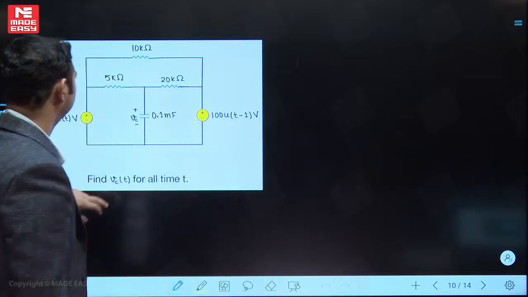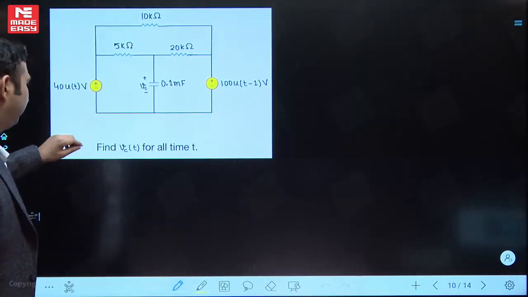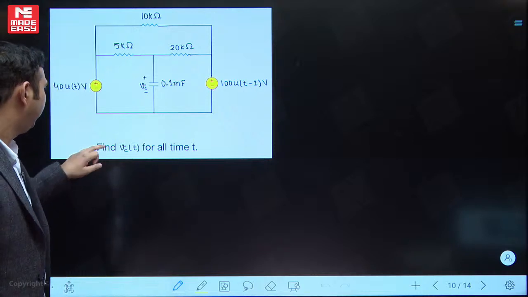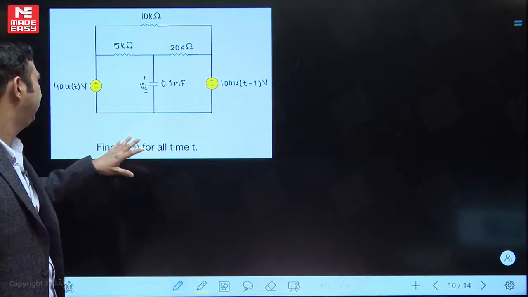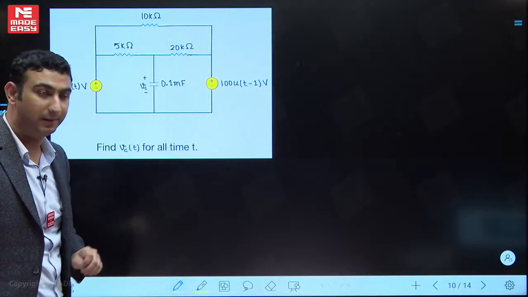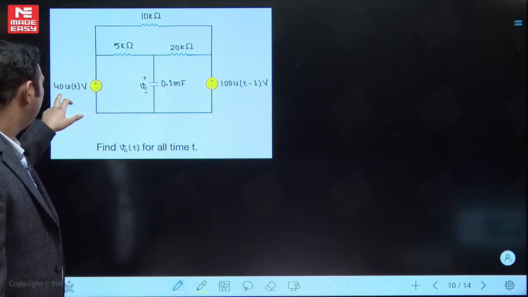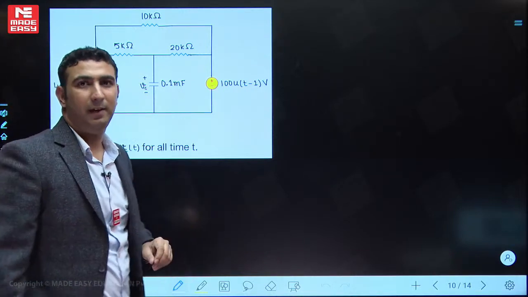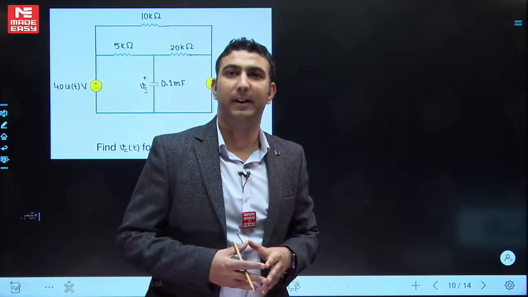Let's do it now. So now we want to solve this question. We want to find the Vc of t for all time t. That's what he wants us to calculate. If you see, two different sources are there. Actually, it's a double switching question that we did in the class.